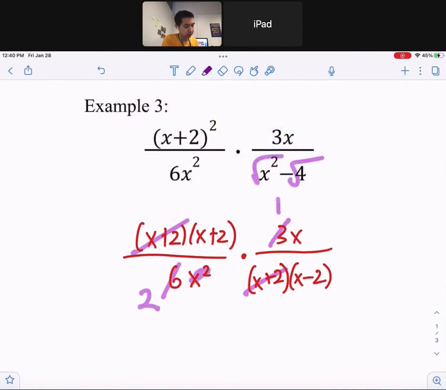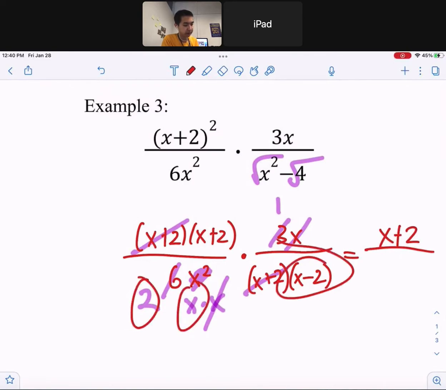I'm going to erase this. That x is really x times x. So you can cancel 1 x up top with 1 x on the bottom. So what's left? x plus 2 up top. On the bottom, we got a 2, we got an x, and we got an x minus 2.